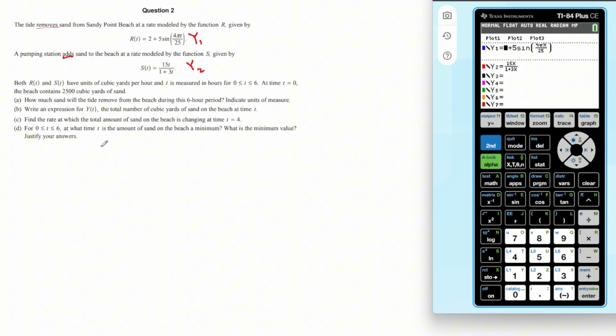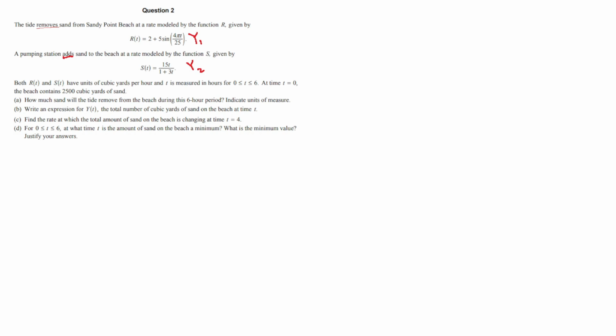A asks, how much sand will the tide remove from the beach during this 6-hour period? Indicate units of measure. Okay, so let's look at A. If sand is removed from the beach at a rate modeled by this equation here, then to find the total amount of sand that is removed from the beach between time equals 0 and 6, what we have to do is find the integral between 0 and 6 of R of t with respect to t.